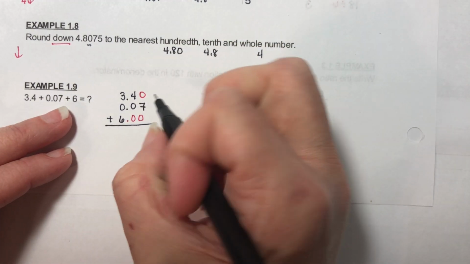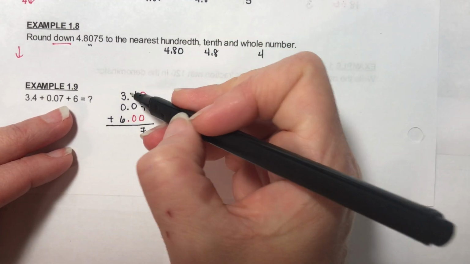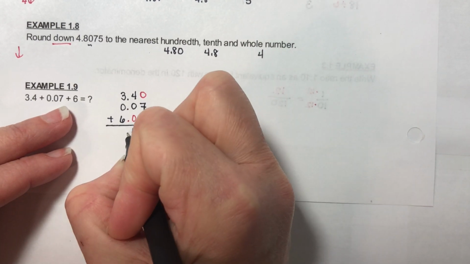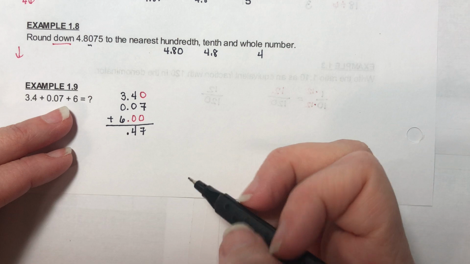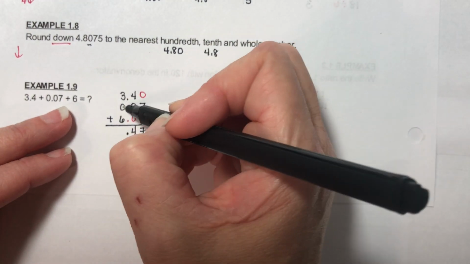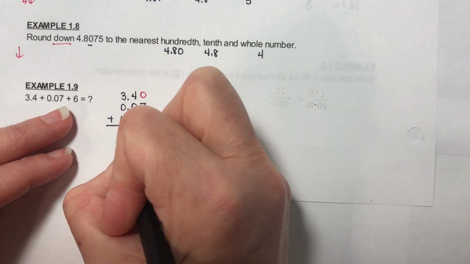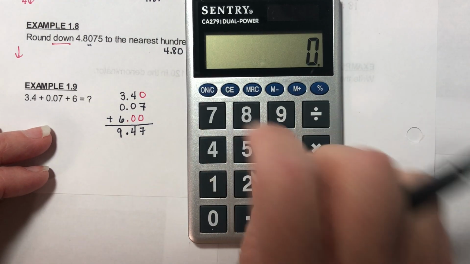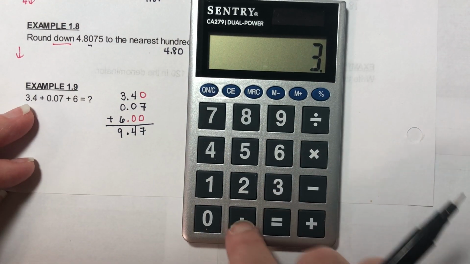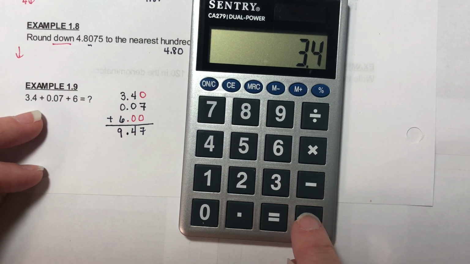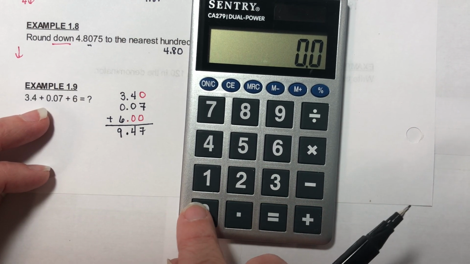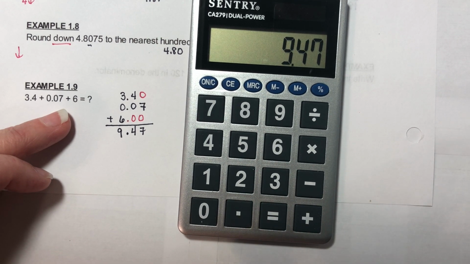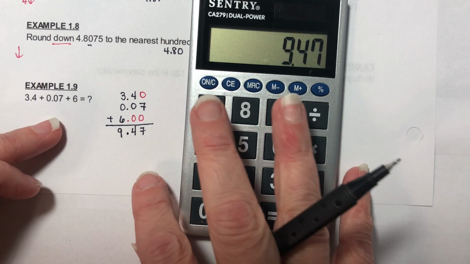0 plus 7 plus 0 is 7. 4 plus 0 plus 0 is 4. Your decimal place is in the same spot. And then 3 plus 0 plus 6 is 9. So your answer is 9.47. On the calculator, 3.4 plus 0.07 plus 6 is 9.47. So it is correct.